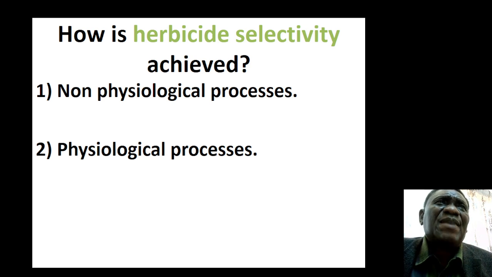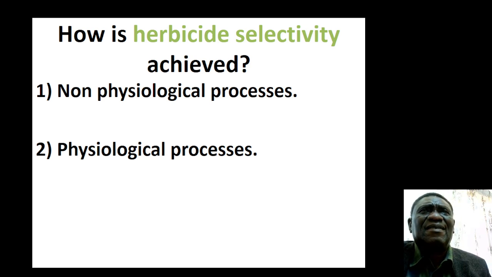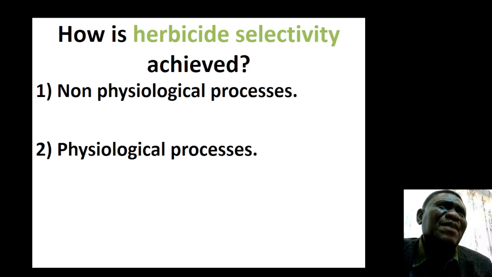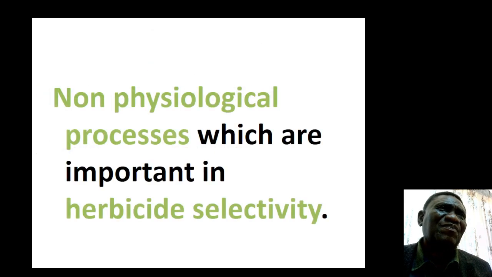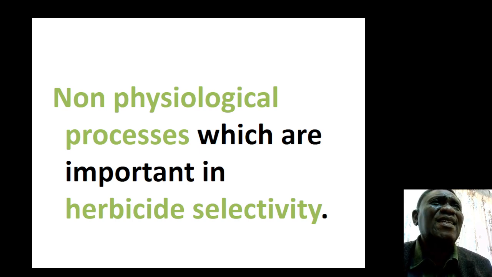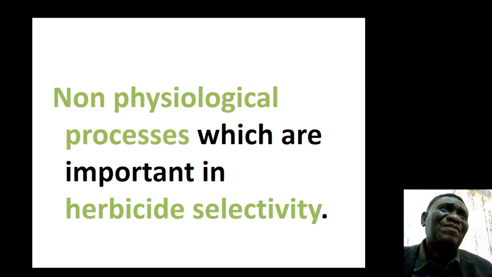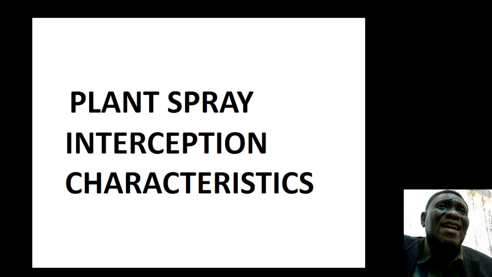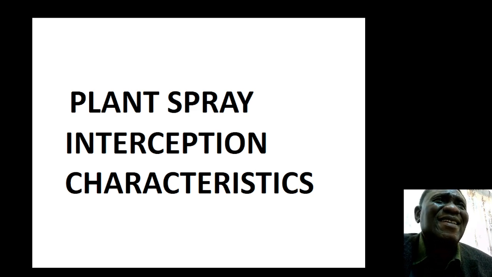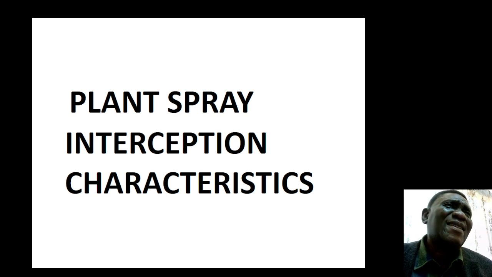So how is herbicide selectivity achieved? Like I have said, it can be non-physiological processes or physiological processes. So let us just go through the non-physiological processes which are important in herbicide selectivity. Like I said before, plant spray interception characteristics or plant characteristics.